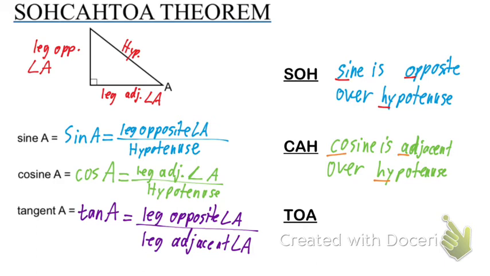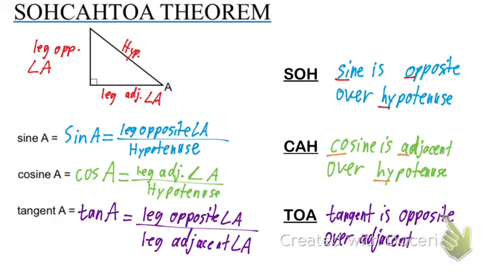Can anyone tell me what they think TOA ends up being? Kenny? Tangent. Yep, over. Tangent is? What was our O we saw earlier? Opposite. Opposite. So thank you for not blurting. Keep going, Kenny. A. Over what? Over A. Over angle. So what's the A? Adjacent.